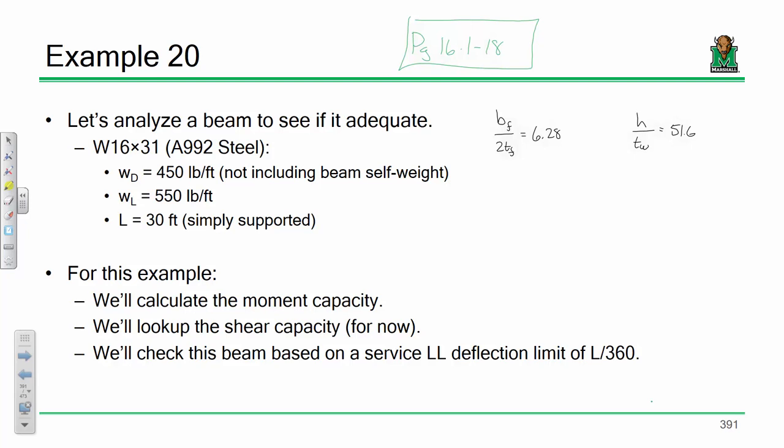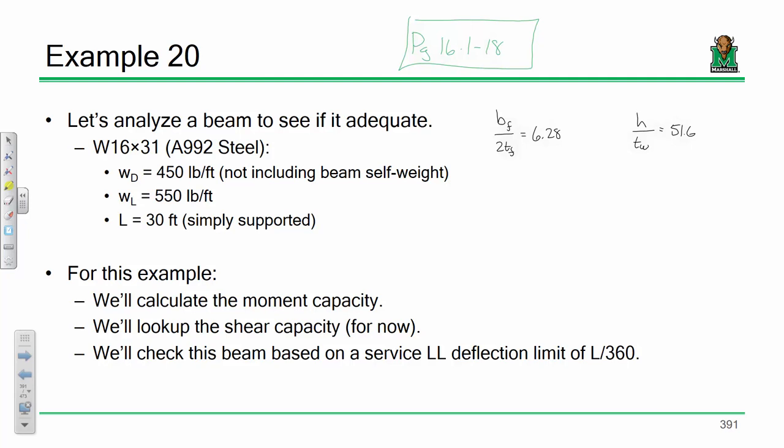The long story short is this. If your slenderness is less than lambda p, you don't have to consider local buckling at all. If it's bigger than lambda p, you do, and the question is whether your elements are going to buckle in a non-compact fashion or a slender fashion. For our purposes in this course, and in steel design overall, we pretty much always desire that we're less than this lambda sub p value.